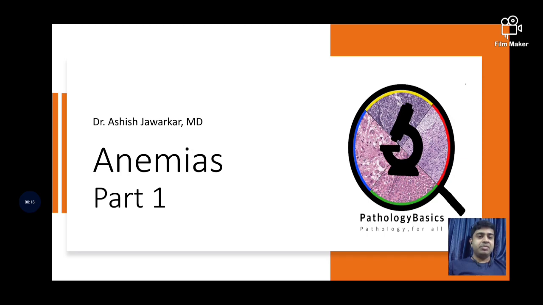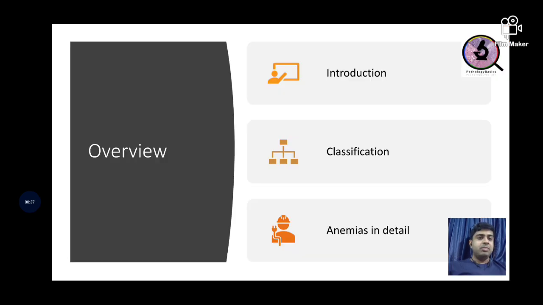Anemias is the topic for today, and anemias is a very important topic not only from the pathology subject point of view, but it is important throughout MBBS in various subjects. It's a very common disorder seen in Indian conditions. So let's start with anemias.